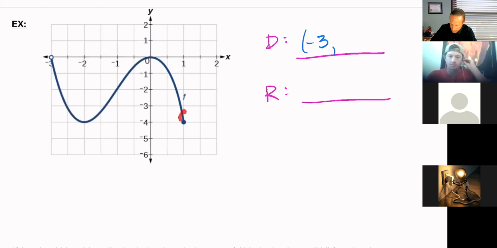And is that one included? Yes, so you put brackets. There you go. Now, how are we going to do the domain? Excuse me, the range. We already did the domain. How are we going to do the range? Now we're looking at the y values.